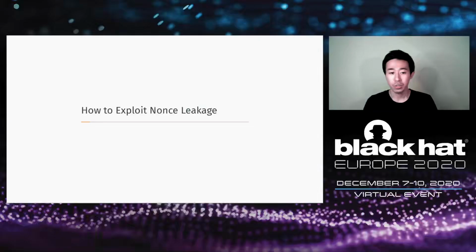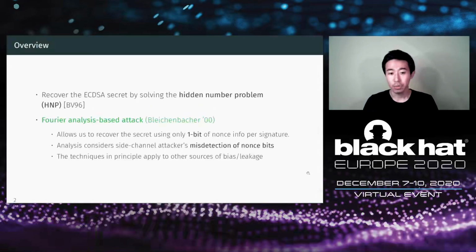So in this part, I'm going to discuss how to exploit the ECDSA nonce leakage that we obtain from LadderLeak vulnerable implementations. So here's the overview. The goal of the second part is to recover the ECDSA secret signing key by solving the so-called hidden number problem, which I'm going to define soon.